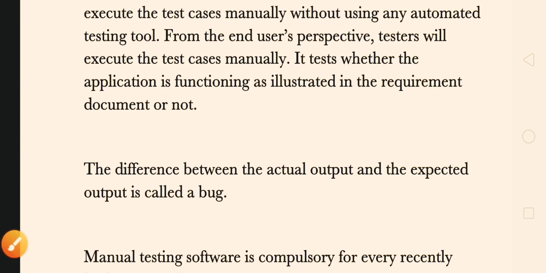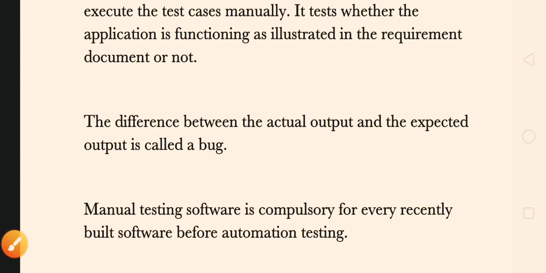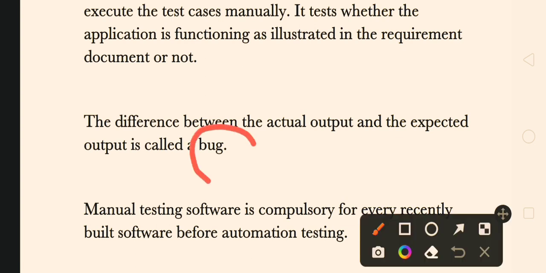The difference between the actual output and the expected output is called a bug. Related to the bug, we will know more about it in this video. What is a bug? What is the bug life cycle? Everything.